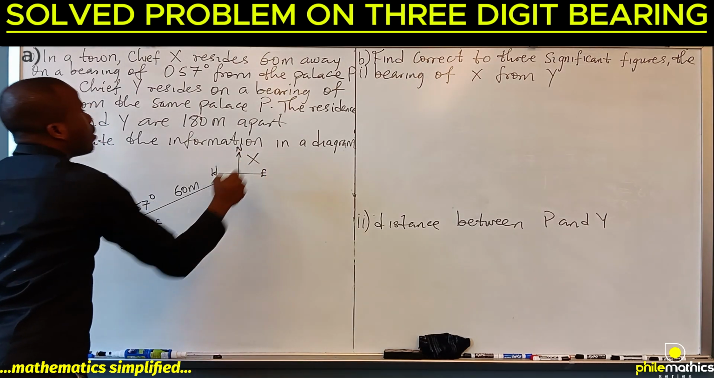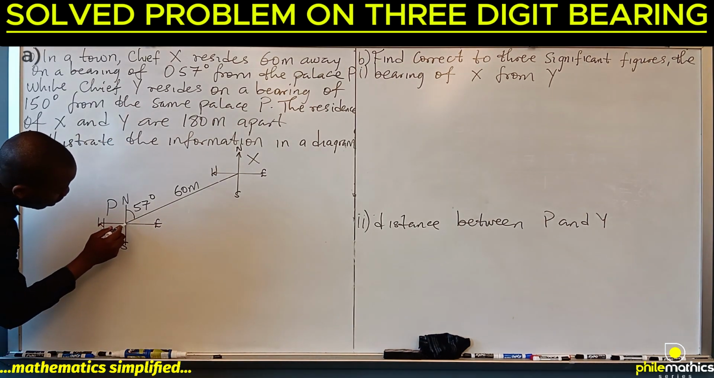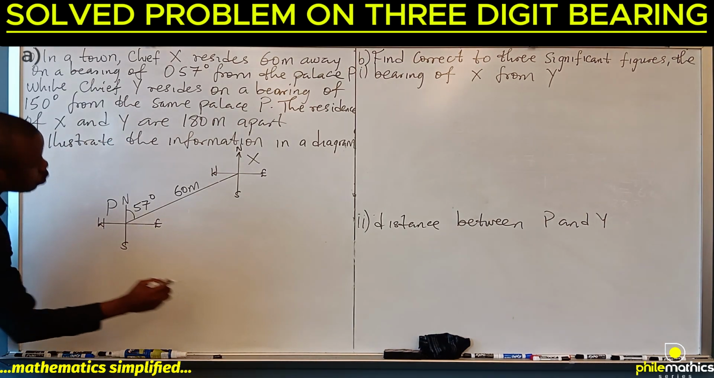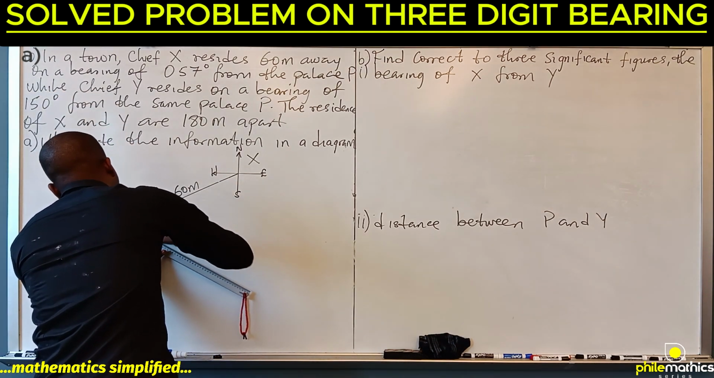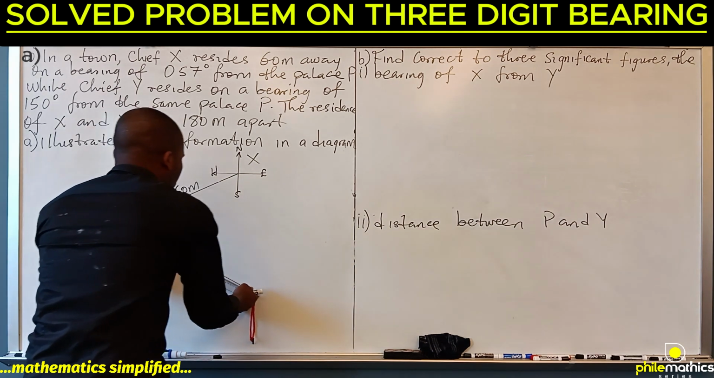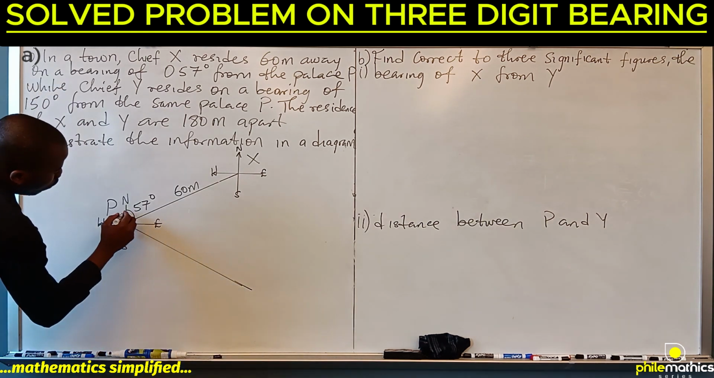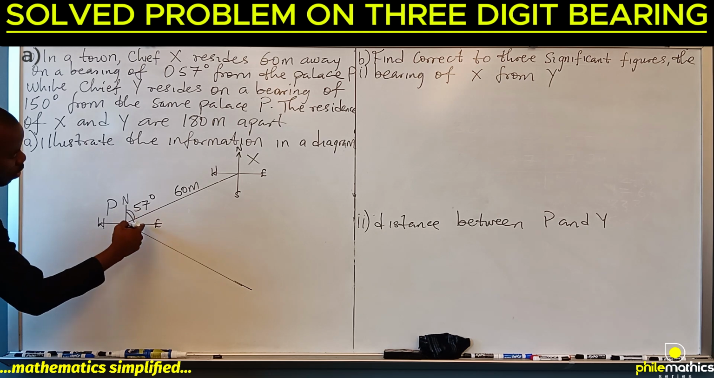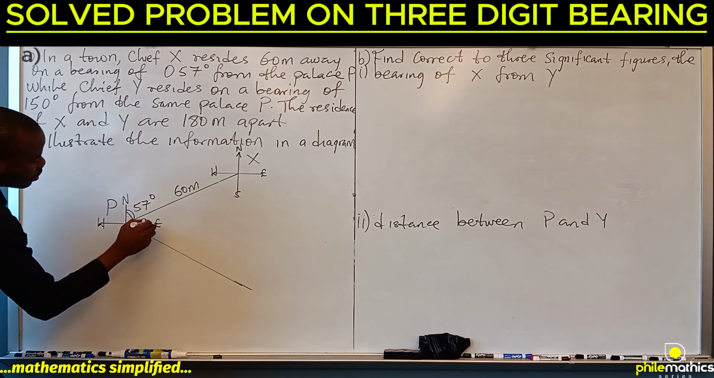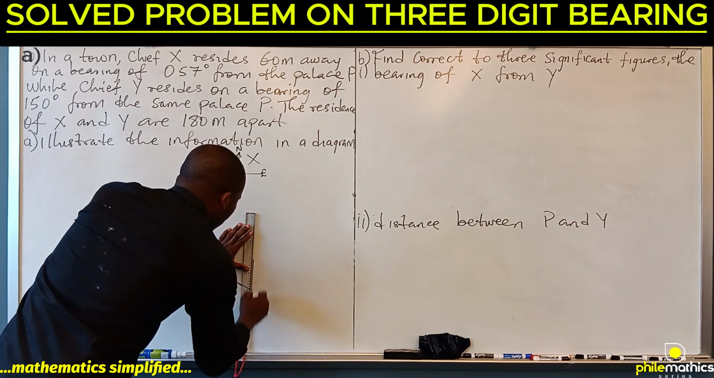This is our X. And also, Y resides on a bearing of 150 degrees from the same palace. 150 degrees will be below here because this is 90, so 150 will be here. So the whole of here is 150. So if here is 57, 150 minus 57, here is 93 degrees. And this is our Y.